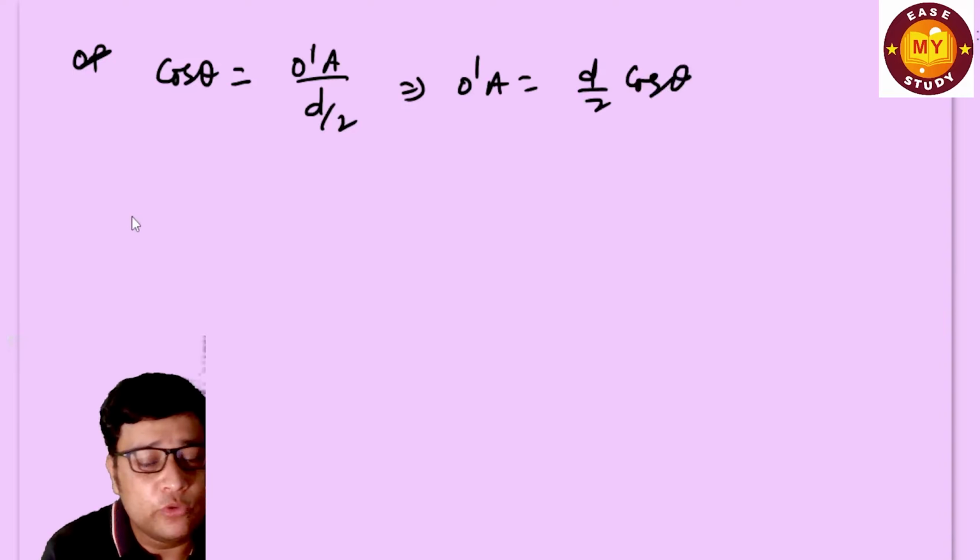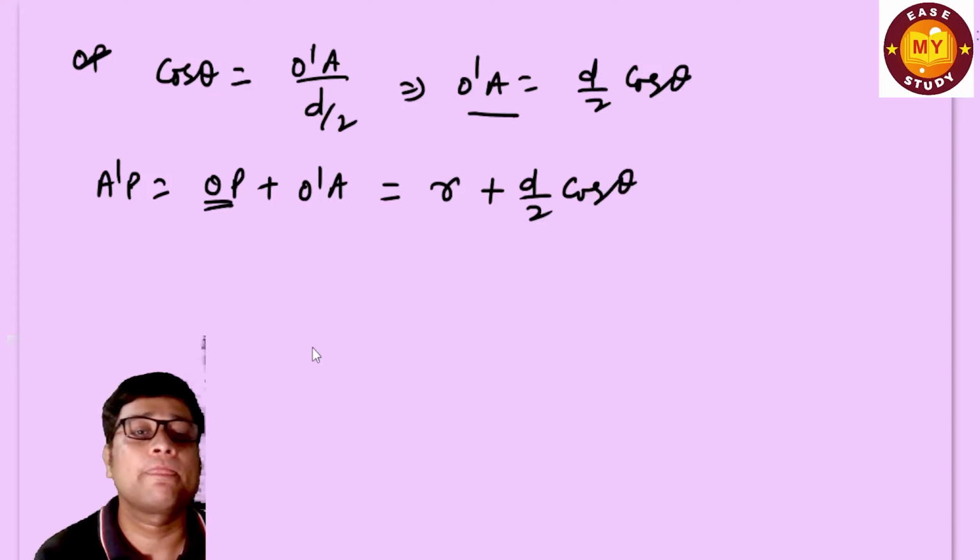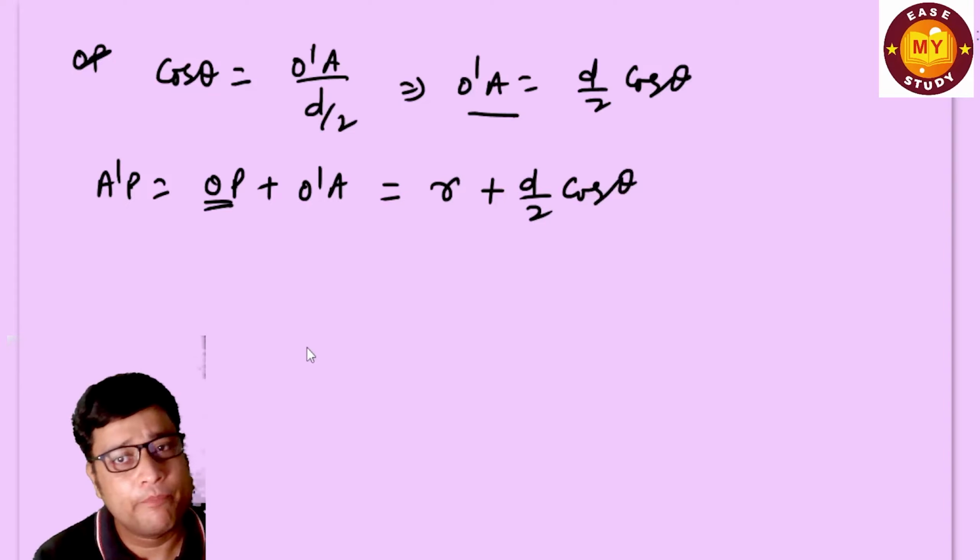Now you have to find what? You have to find A dash P, which is equal to OP plus A dash O. OP plus O dash O. What is OP? OP is R. What is O dash A? Which is D by 2 cos theta. Understood? Similarly, you have to find the inside.